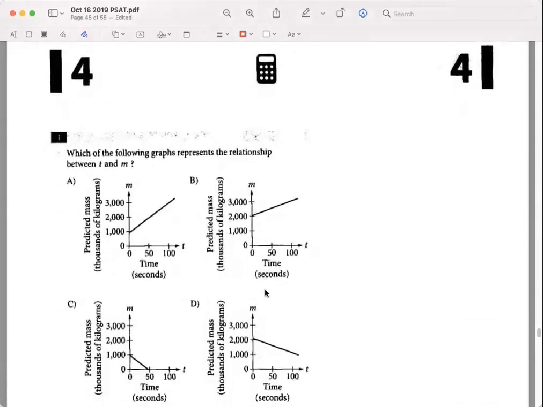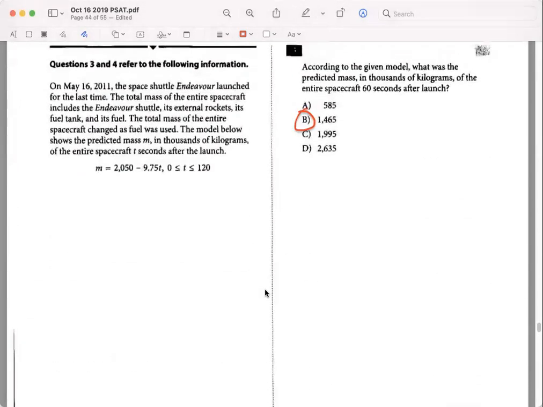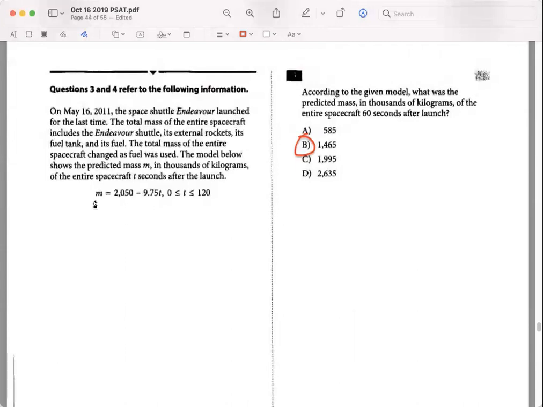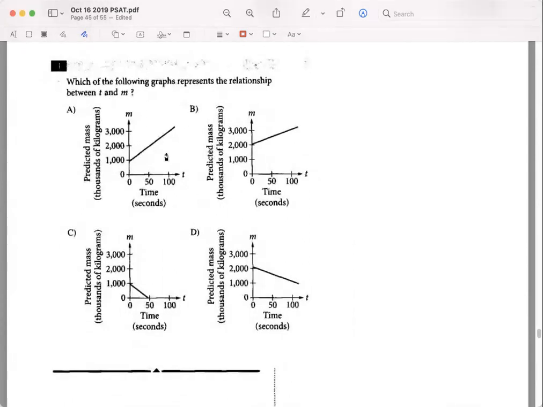Question 4, which of the following graphs represents a relationship between T and M, right? Now you know that as time increases, the mass is going to reduce, right? And you can see that from this equation where the slope is negative 9.75. That indicates that as time increases, the mass decreases, right? So it can't be A and B, because in A and B, the graph is going upward. These are rising lines and they cannot display a negative slope, right?